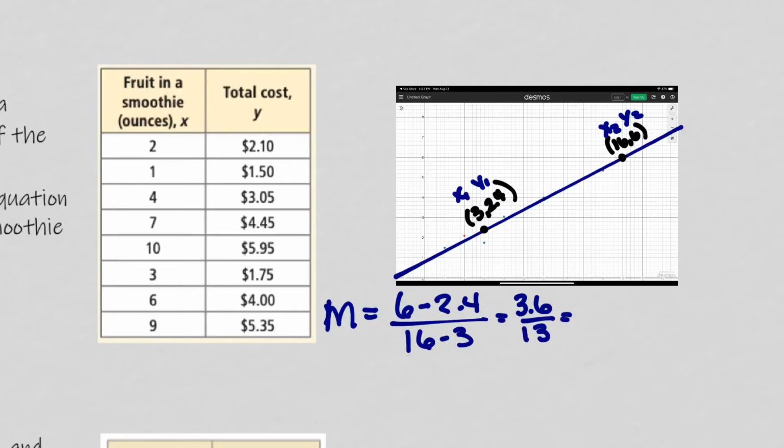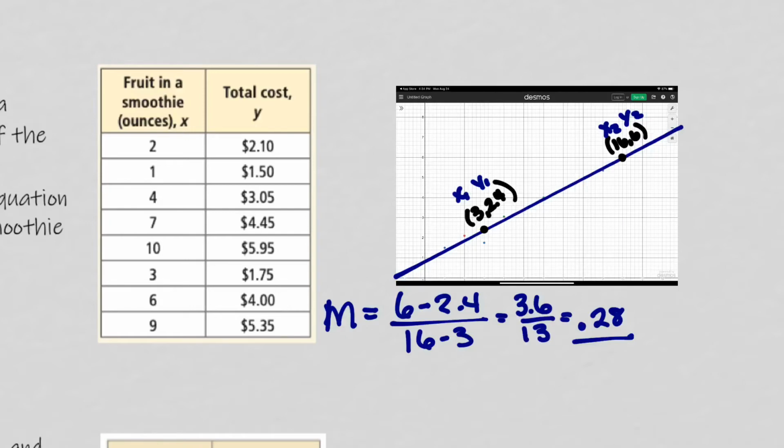So 3.6 divided by 13, and I'm going to approximate, because remember, this is all approximation because we drew the line ourselves. It's not exact. So let's go with 0.28, because it's 0.2769, and it keeps going. So I'm going to say this is my slope.